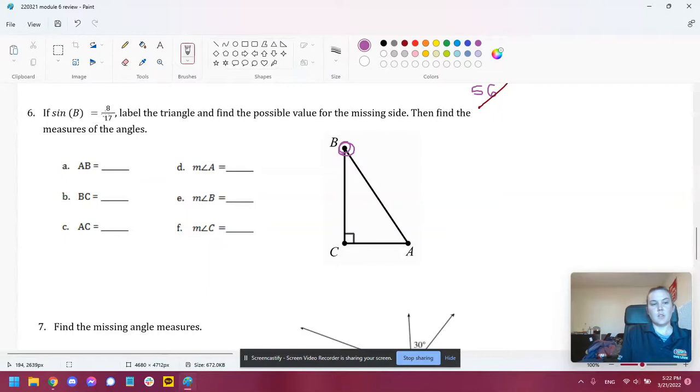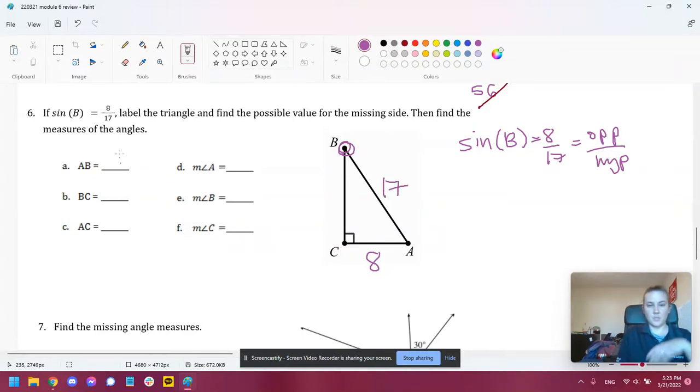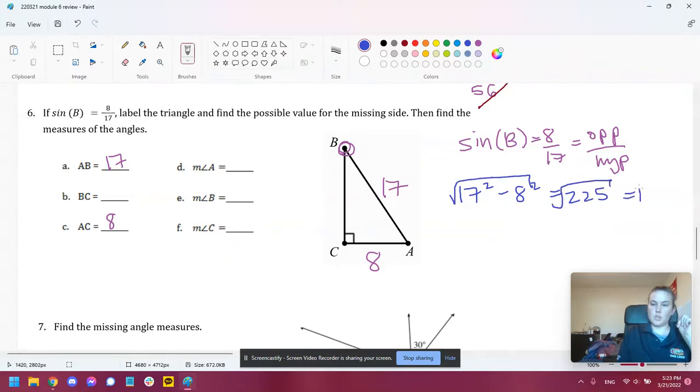Looking at B, sine is opposite over hypotenuse, which means 8 should be labeled as the opposite and 17 as the hypotenuse. So already AB is 17, AC is 8. Now, to find BC, I'm going to do the Pythagorean theorem. I'm going to take the hypotenuse squared and subtract the leg squared. We'll get 225, the square root of which is 15.